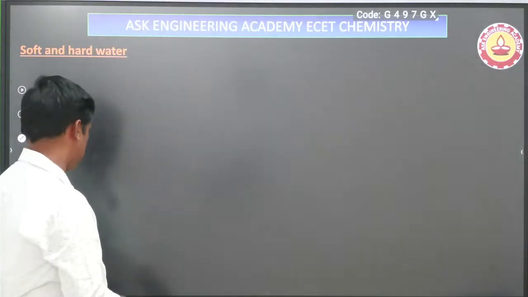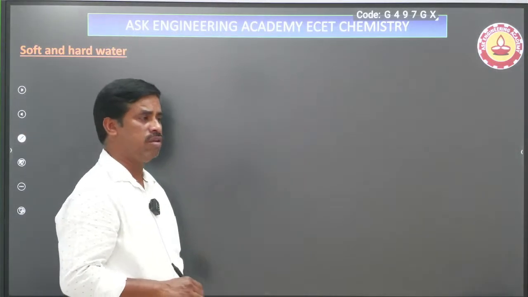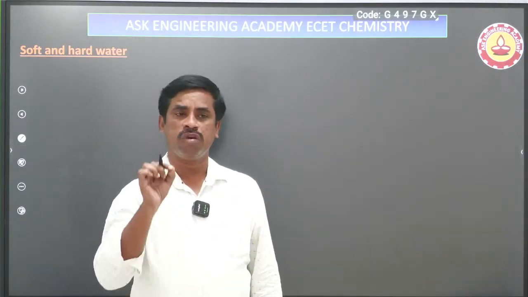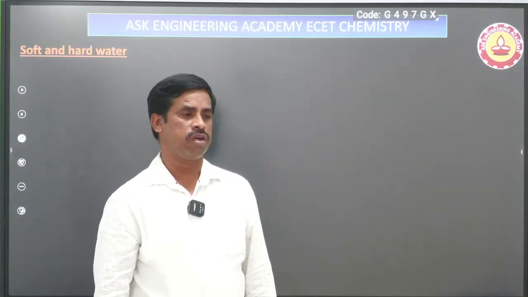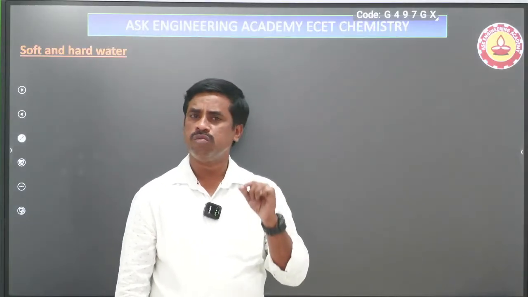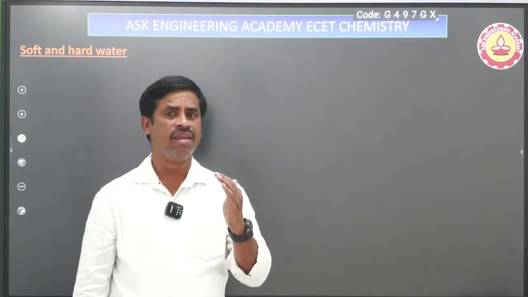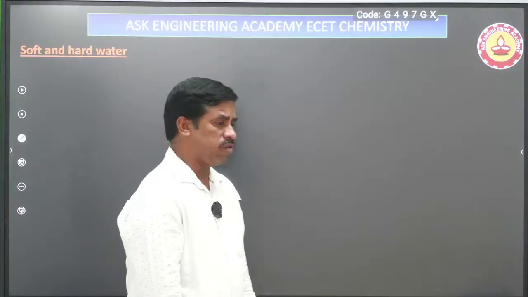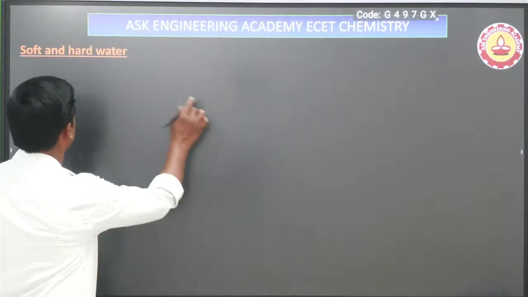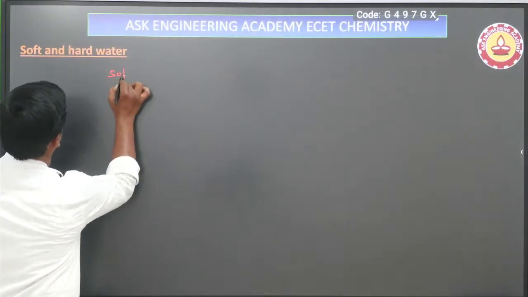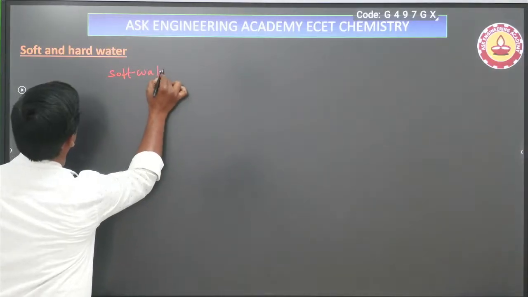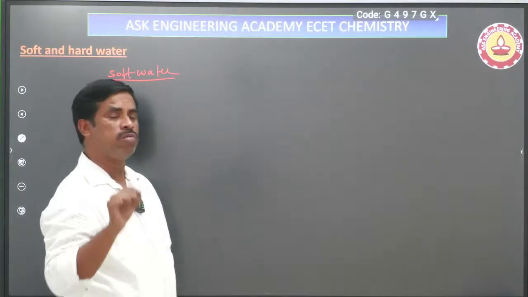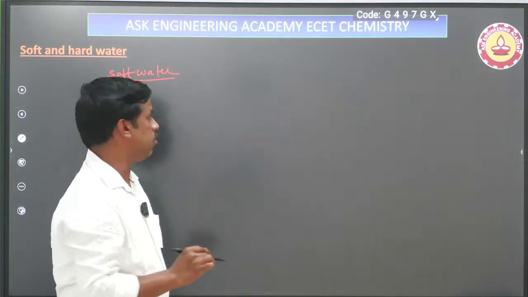Soft and hard water. What is meant by soft water? Soft water means the water which gives much lather with soap is called soft water. The water which gives much lather with soap easily and immediately is known as soft water. Soft water always gives much lather with soap. Here, what I am saying to you: the water which gives much lather with soap easily and immediately.